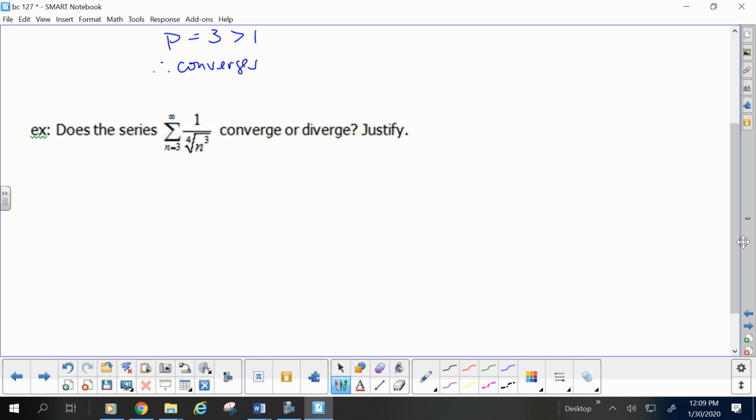Ready? What's the first thing you said? P-series. Then what did you say? P is 3/4, which is less than 1, or less than or equal to 1, whatever you like. So we conclude divergence. In other words, you're adding lots of terms, but they're not getting small fast enough, so the sum just kind of spirals out of control.